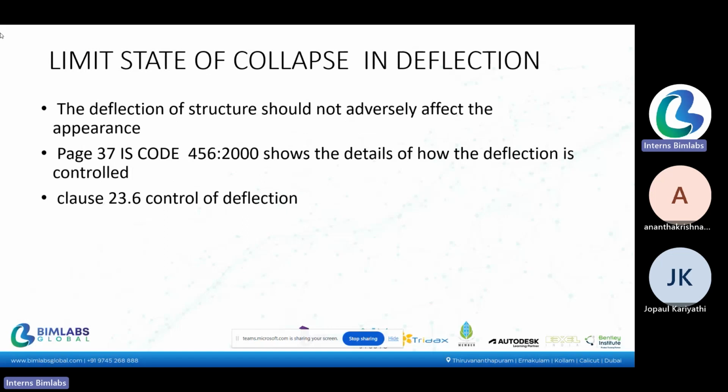Deflection of the structure should not adversely affect the appearance of the structure. How to control deflection, you can refer to page 39 of IS 456:2000, which shows the details of how the deflection is controlled, in clause 23.2, the control of deflection.